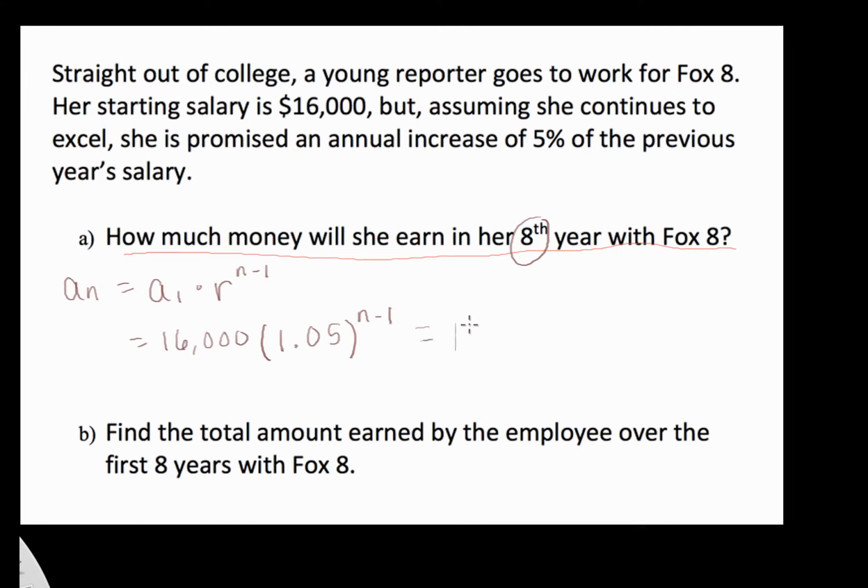So this is $16,000 times 1.05 to the 7th power, because she's not going to earn that raise in her first year. She doesn't get it until the end of her first year, and then she'll get it at the end of her second year, the end of her third year. So in her 8th year, she's only gotten 7 raises.